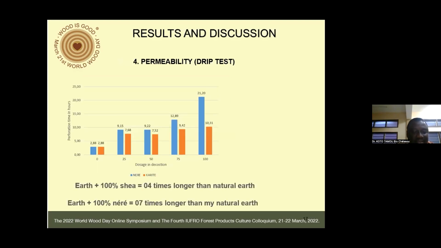For the permeability test, we can also observe that there is an improvement in the perforation time with the mixtures with adjuvants. The resistance time of the material with 100% Shea is 4 times longer than the mixture without adjuvant. It is also noted that this time is 7 times longer with the mixture containing 100% of Nere than the mixture without adjuvant.